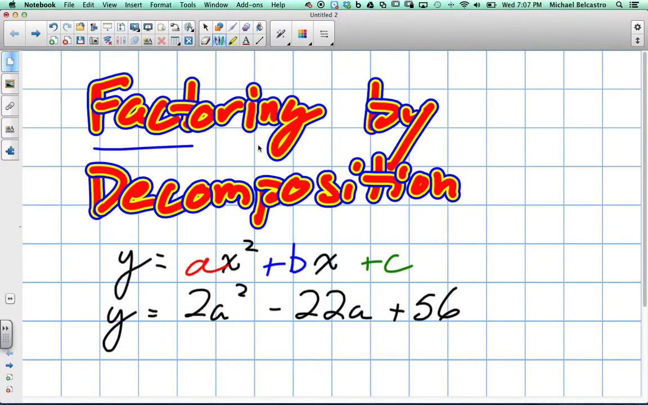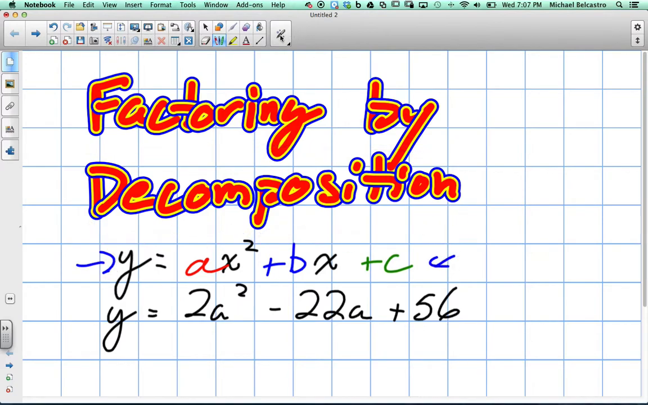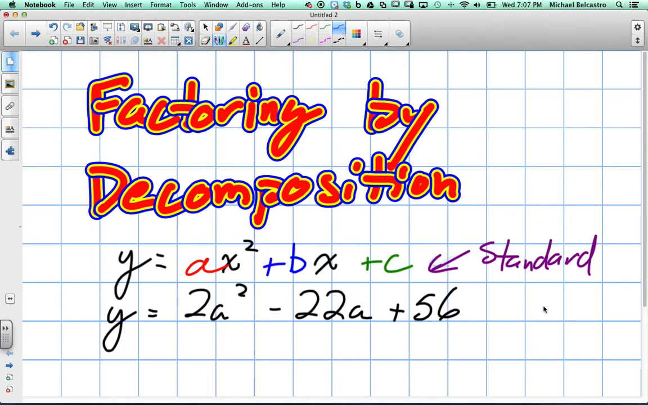All right, so we're going to go factoring, specifically by decomposition, which is one of many styles of factoring. We factor when we're in standard form. So this is considered the original standard form of a quadratic, okay? And I guess we should write that out. This is our standard. And the reason we factor is to get into what's called factored form.